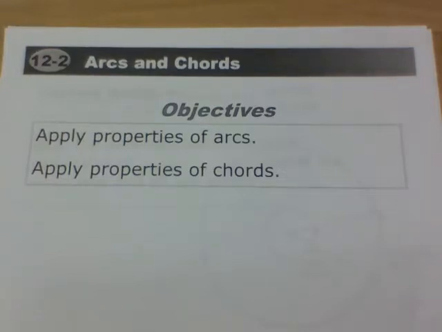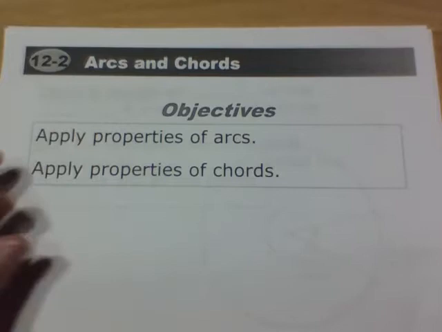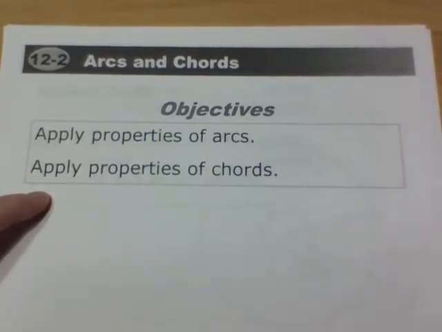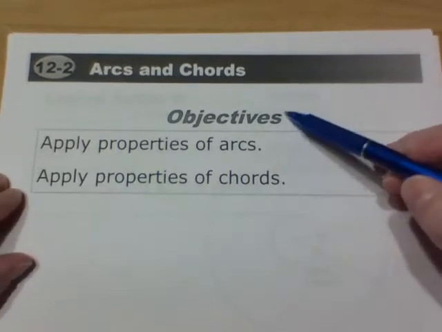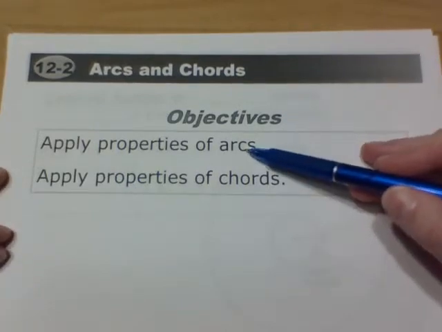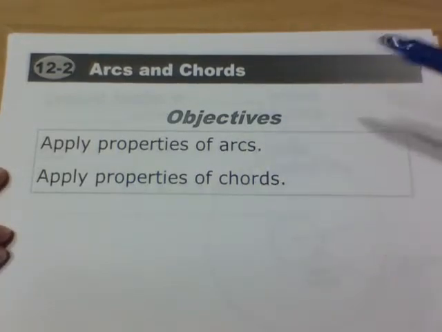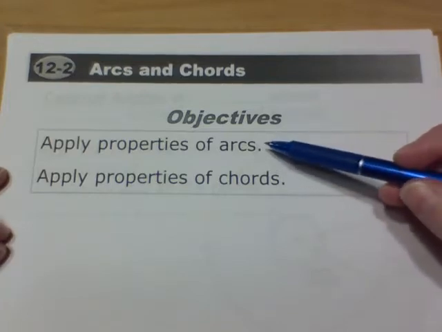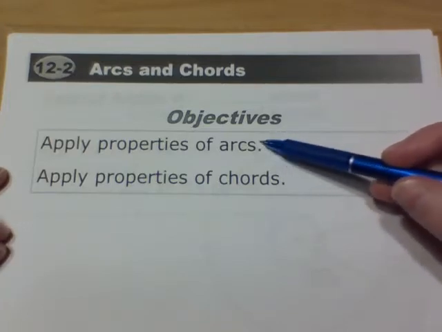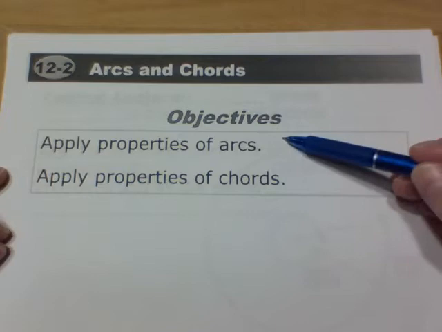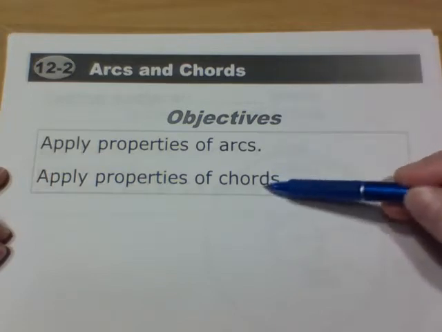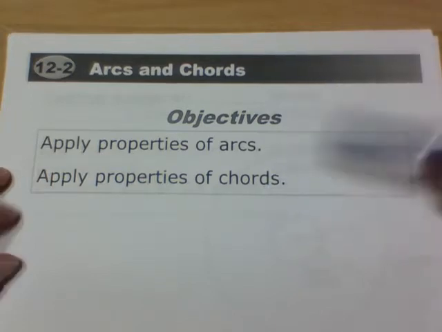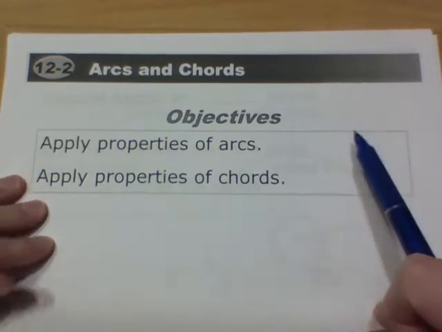Alrighty, so here we go with chapter 12, section 2 for geometry, about arcs and chords. Today, our objectives are to apply properties of arcs and apply properties of chords. And remember, in our magic circle activity, we did talk about an arc, that distance along a circle, and then a chord, which was across a circle. So we'll go over those definitions here.